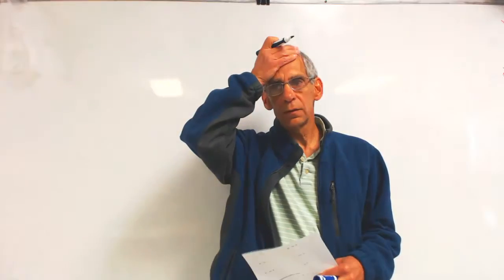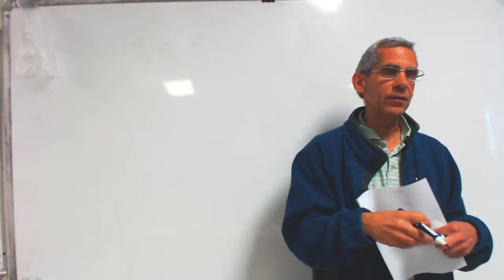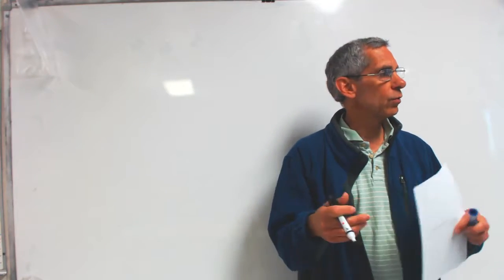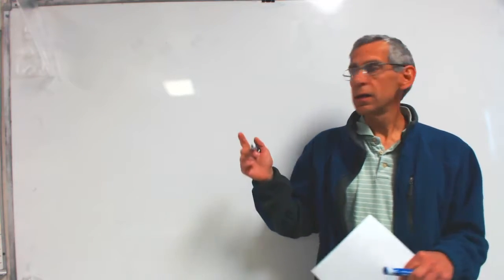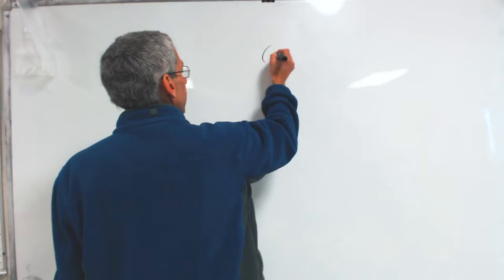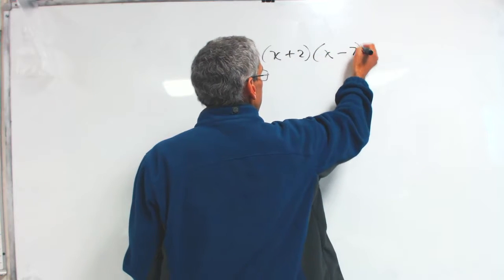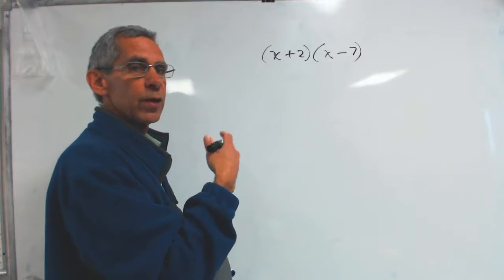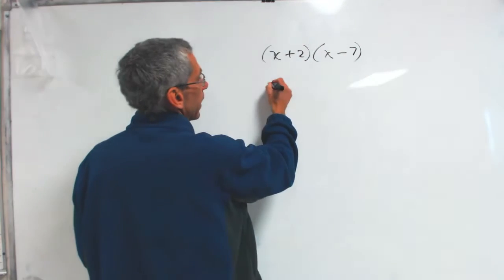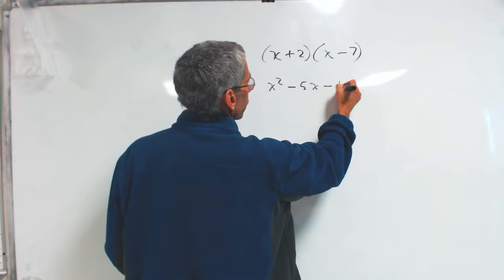Guys, calm down, please. So, unbeknownst to you guys, we have actually already started moving into quadratics. As soon as I gave you this, x plus 2 times x minus 7, and we actually multiplied it out, we got x squared minus 5x minus 14, right?